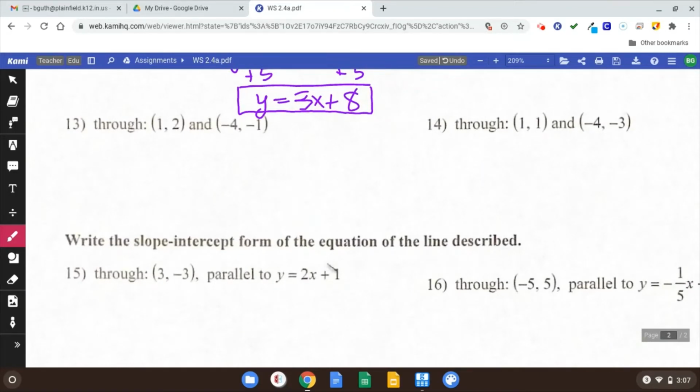Okay, 13. It's the same problem. So we do the same thing. We need to find the slope first. So y2 minus y1 over x2 minus x1. Negative 1 minus 2 is negative 3. And negative 4 minus 1 is negative 5. Negative over negative is positive. That's 3/5.